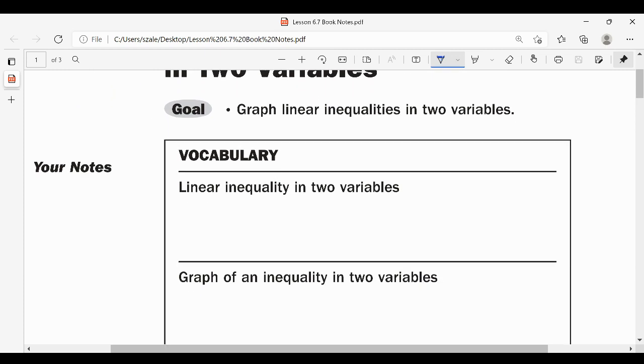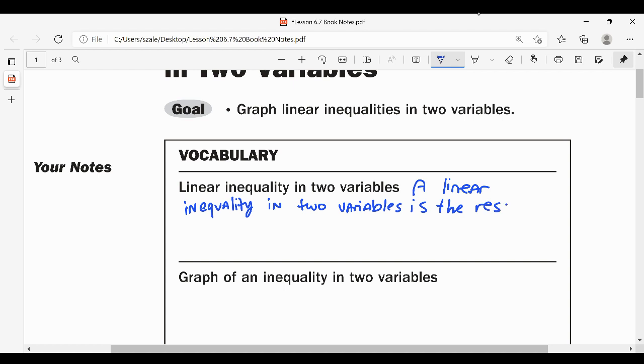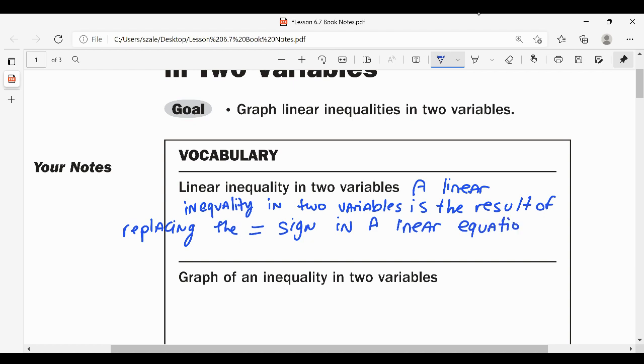Linear inequalities in two variables. A linear inequality in two variables is the result of replacing the equal sign in a linear equation with less than, greater than, less than or equal to, or greater than or equal to.